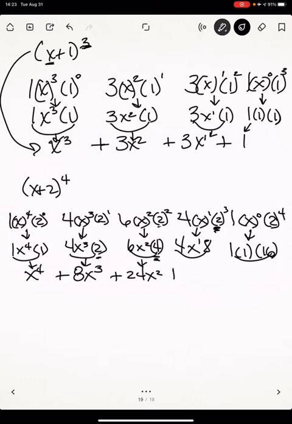4 times 8 is positive 32x to the 1. And then 1 times 16 is positive 16. All right? So that's our final answer.